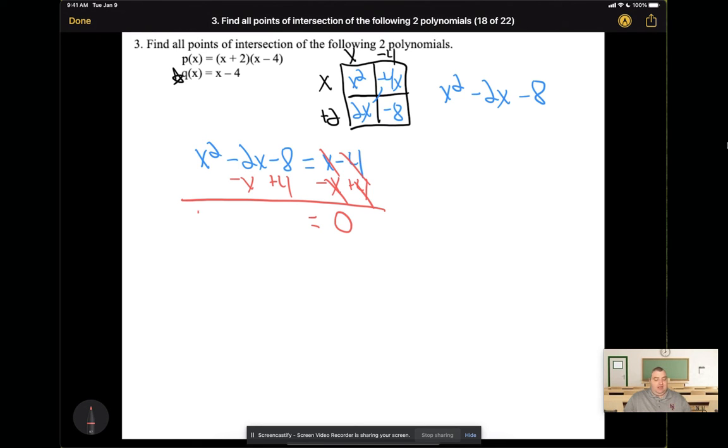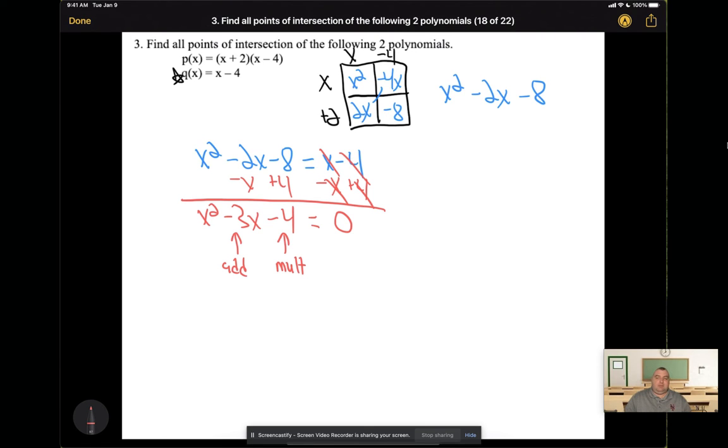So I'll end up with x squared. Negative 2 and negative 1x becomes negative 3x. And negative 8 and positive 4 becomes negative 4. So I end up with x squared minus 3x minus 4 equals 0. I can solve that by either using the quadratic formula or I can factor. I think it's easier to factor this one because all I need to do is look for two numbers that add up to negative 3 and multiply to negative 4.